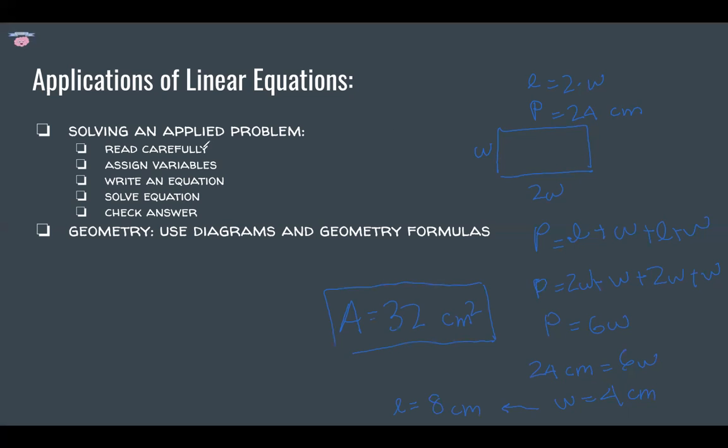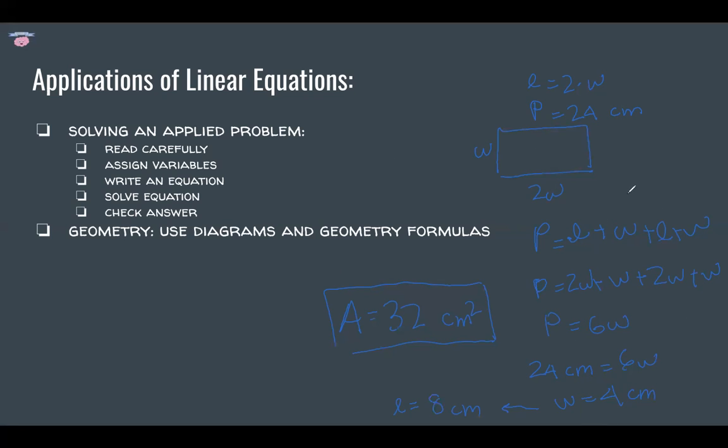First, we read the problem carefully. I mean, there's no problem here, but if it was on a test, then you would read the problem. You might want to underline what's known and what's unknown. We assigned the variables: length, width, and perimeter. We wrote an equation. Well, all of this was basically writing an equation.